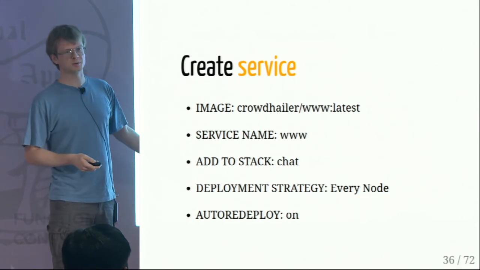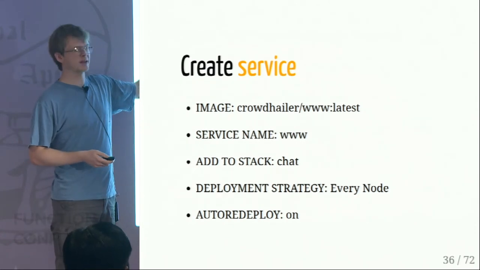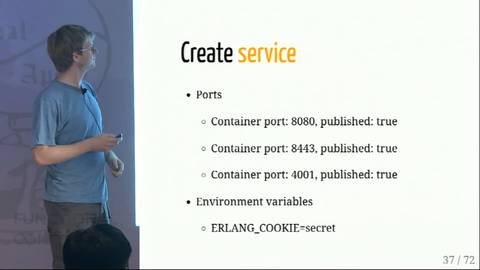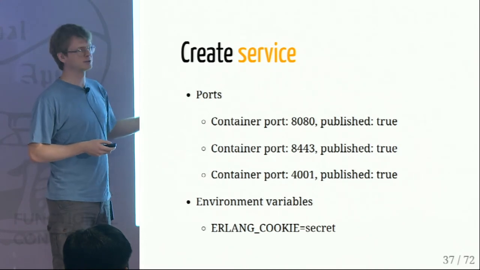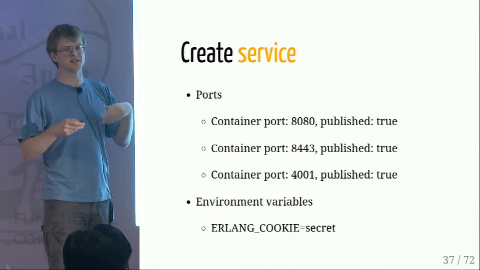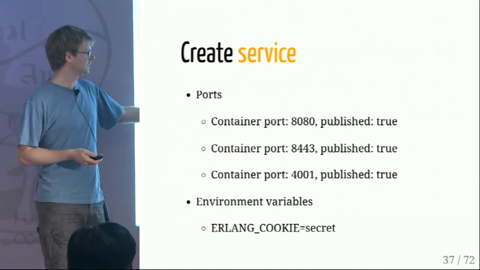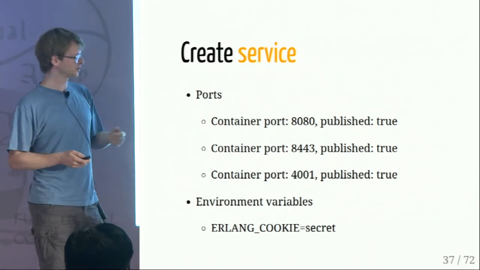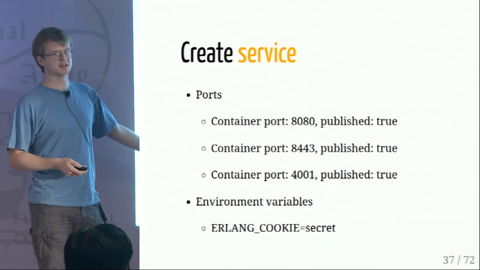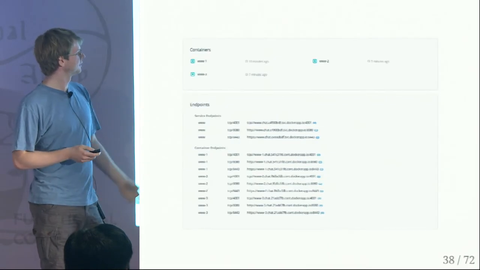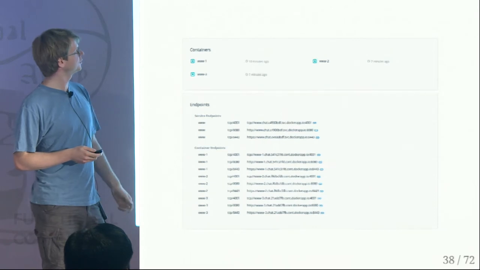We're going to say auto redeploy. So if I push a new version of my image here, it's just going to roll it out. We then need to expose the port. So 8080 was the one which I've set internally to run. 8443 does a secure service. And then this 4001 is some monitoring tools, which we'll show later. And then here's our secret cookie, which is set. This is what it looks like on Docker Cloud once it's running.